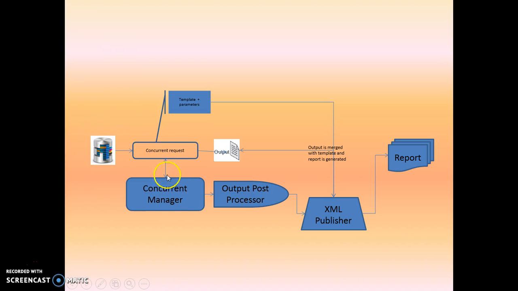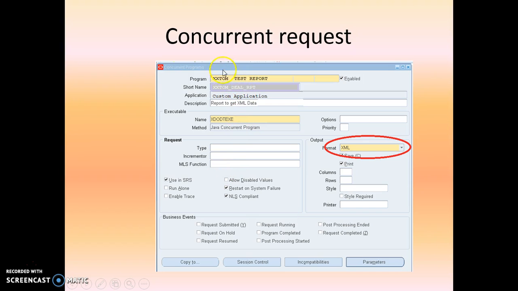The concurrent manager would then pass the control over to the output processor. The XML Publisher would then be triggered, which would get the template that's needed, and which would deliver the report in the right format. So you start with building your concurrent request, which will have the output format as XML.